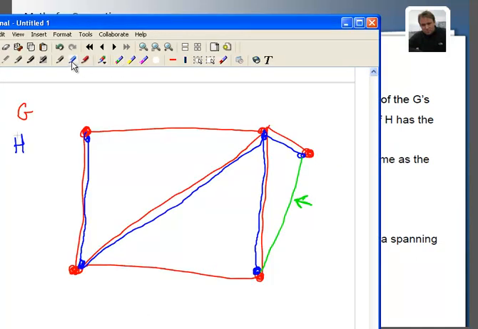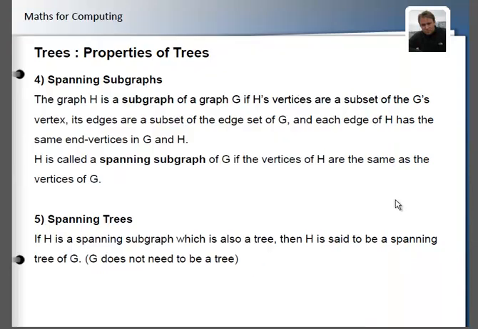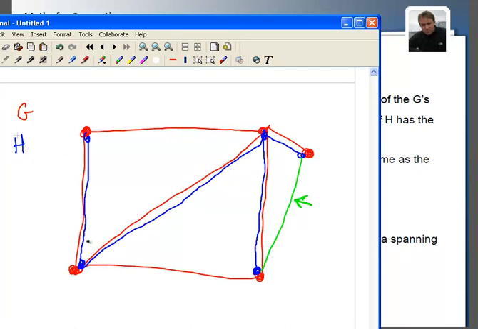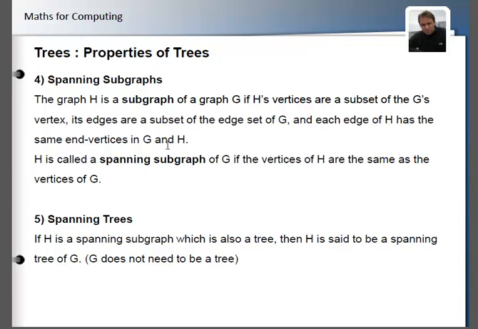This is just a counterexample, to be clear what I mean. If I were to connect this vertex here to H, this vertex is not part of G's vertex set, so that would disqualify H as a spanning subgraph. Its edges are a subset of the edge set of G. All of the blue edges there have equivalent red edges. The green one doesn't, but it's not part of the subgraph. If we were to put that in, it is not part of the G edge set. And each edge of H has the same end vertices in G and H.